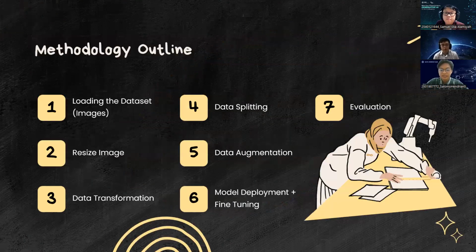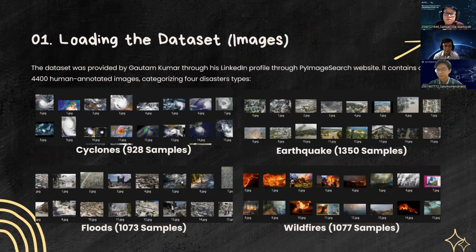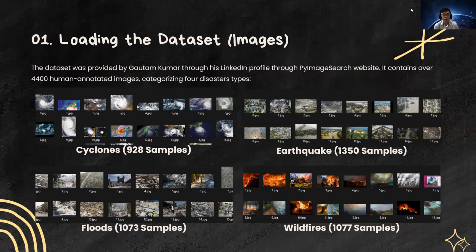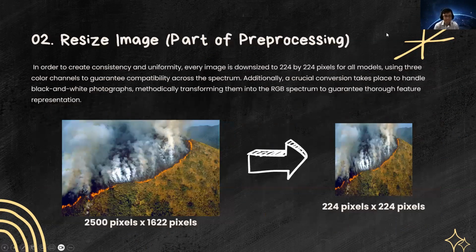And for the methodology, first we load the dataset, we resize the image, we transform the data, we split the data, we do the data augmentation, and then we do model deployment plus fine tuning, and we evaluate the result. The dataset was provided by Gautam Kumar through his LinkedIn profile via the PyImageSearch website. It contains over 4,400 human annotated images, categorized into disaster types: cyclones, earthquakes, floods, and wildfires.